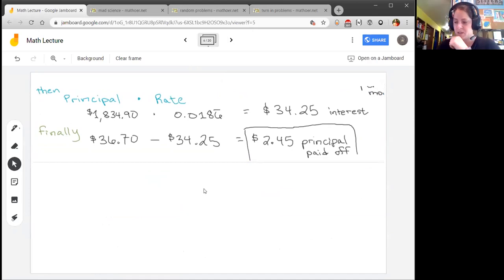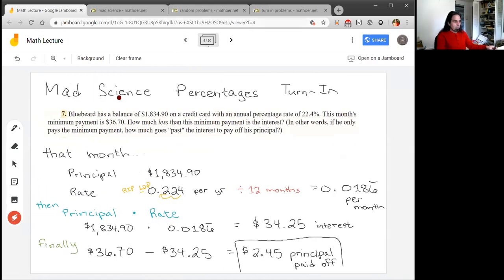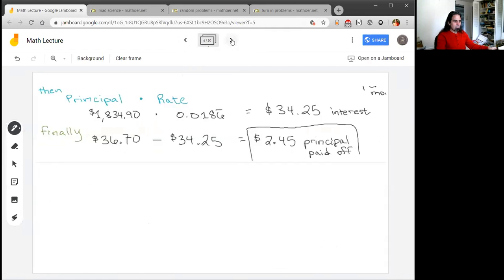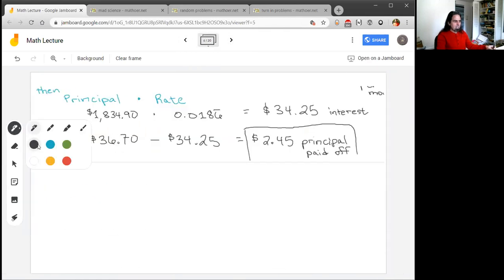Where did you get the 36.70 from? Because it told me that in the problem. The minimum payment is $36.70. So we had to take the minimum payment, subtract the interest, and whatever else, he actually pays off his credit card debt slightly.